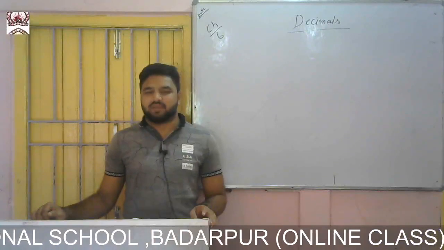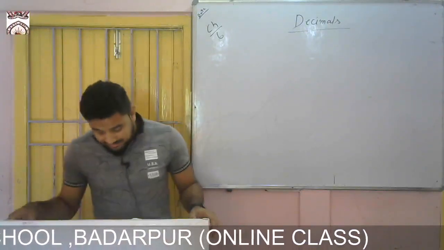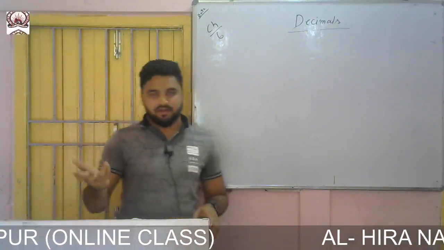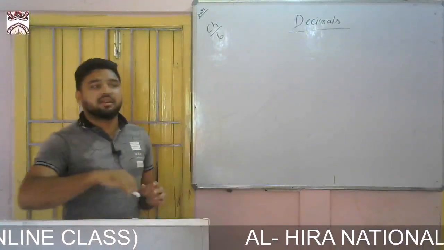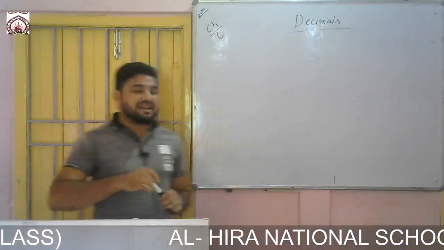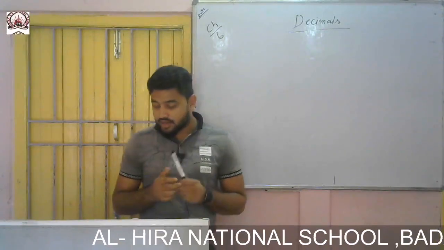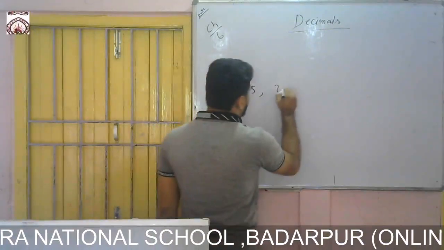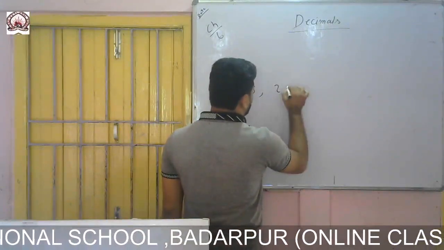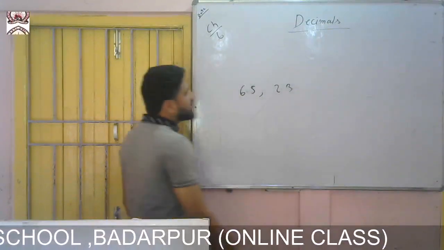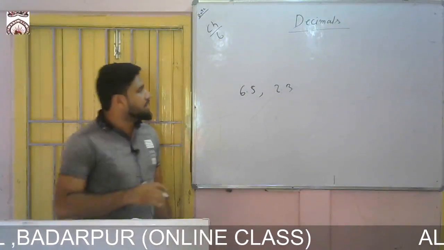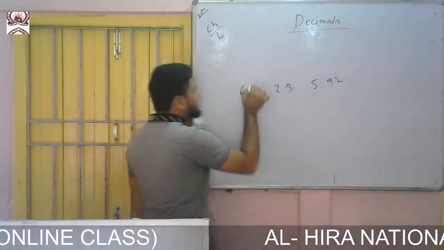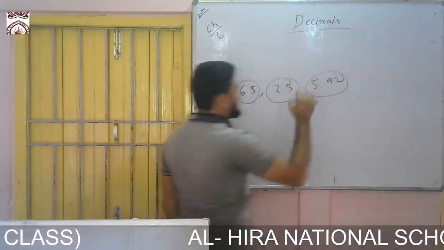So what are decimal numbers? The numbers written in decimal form are called simply decimals or decimal numbers. In other words, it expresses a fraction. The measurements like 6.5, 2.33, 2.3, 5.92. So these all numbers are decimal numbers.